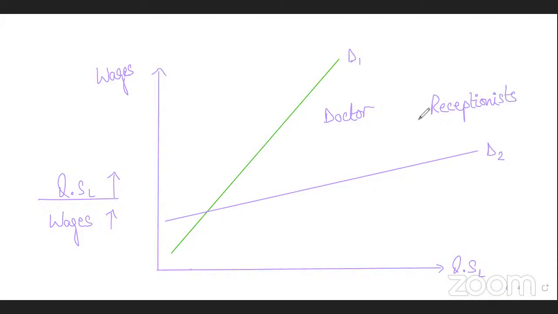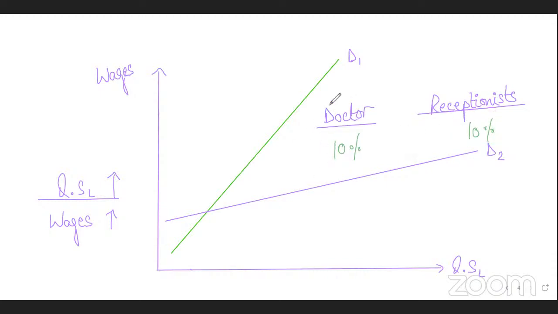When wages increase, now think about this. Let's say you have a 10% increase in the wages for doctors, and there's a 10% increase in the wages for receptionists. Now we already know that becoming a doctor is a more difficult task. It requires more years of training. It requires you to do some practice, specialize, and so on and so forth, right? It's quite difficult compared to becoming a receptionist, right?